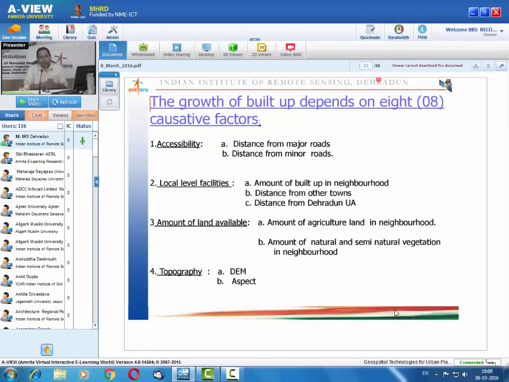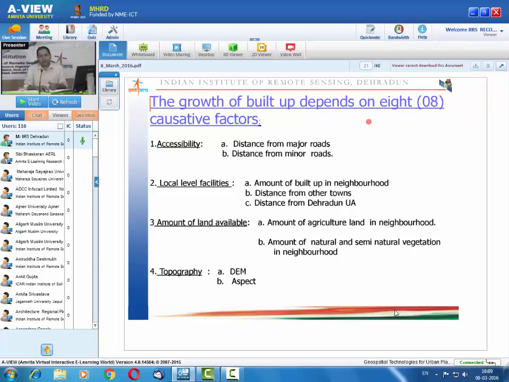So I have not shown all the maps, I have shown you some maps to give you an idea of how we have gone about generating them, and all these maps are in raster format. This entire modeling exercise was done in raster format. Similarly, we have taken 8 causative factors which affect the growth of built up area, that is areas situated outside the municipality.